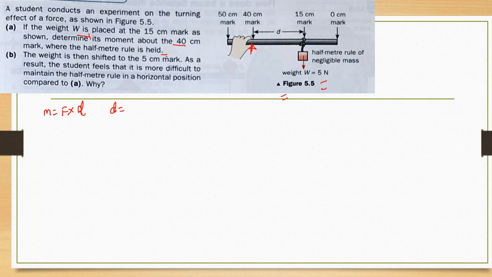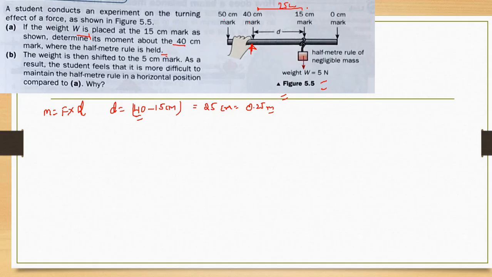So I have to figure out this d, which is 40 centimeter minus 15 centimeter. If you solve this, how much will it be? 25 centimeter. You can convert it to meter, 0.25 meter. Why have I solved this? Because perpendicular distance is your d, and this is the half meter rule. So this is 50, 40, this is the 50 mark. So this distance will be only 25 centimeter.